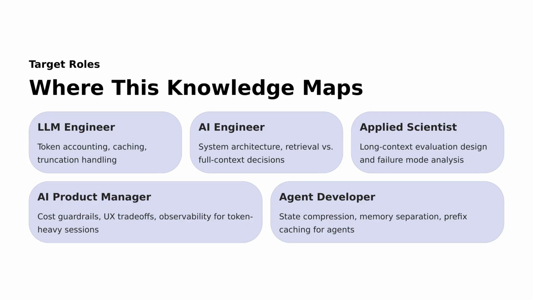This slide shows where long context knowledge is most useful across roles. For an LLM engineer, it's about token accounting, caching, and handling truncation. AI engineers use it to make architecture choices, like retrieval versus full context prompting. Applied scientists focus on evaluation and failure analysis. Product managers care about cost, UX, and observability. And for agent developers, it supports better memory separation, state compression, and prefix caching.